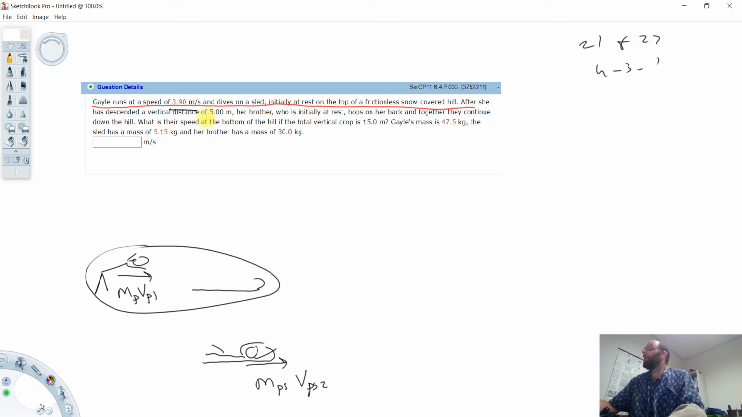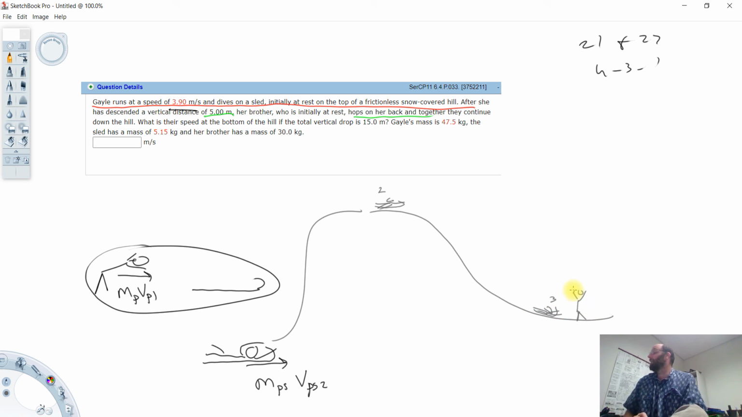Then they go down a hill 5 meters. And another person hops on. All right, so let's redo this. So now we're doing something like this. This person's up on the top of a hill. There they are. So this is my picture two now. And they go down the hill. Here they are at the bottom. Wow, super crummy picture day for me. Here's picture three, and there's this other person there. Write a work energy theorem between 2 and 3 now to get velocity 3.